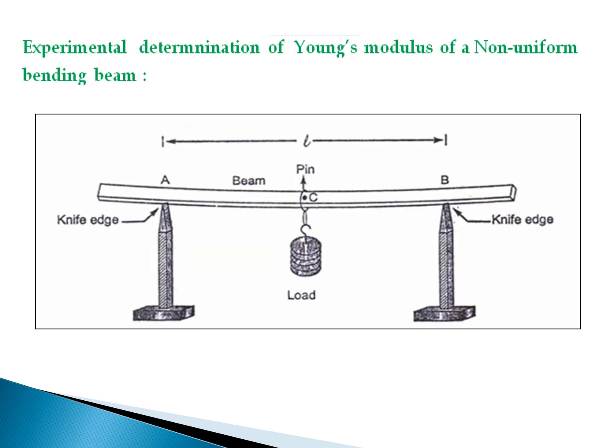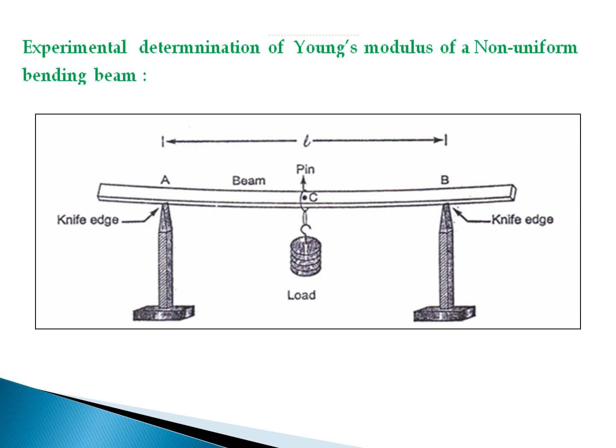So this is the arrangement to find the Young's modulus experimentally by non-uniform bending method. There are two knife edges at the points A and B and weight is added at the center of the beam by means of a weight hanger. So initially for dead load we are finding the microscope reading by focusing the pin to coincide with the vertical crosswire in the microscope and noting down the reading in the tabular column.